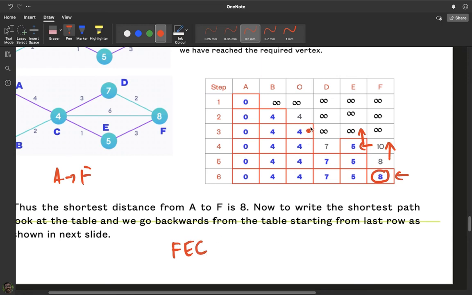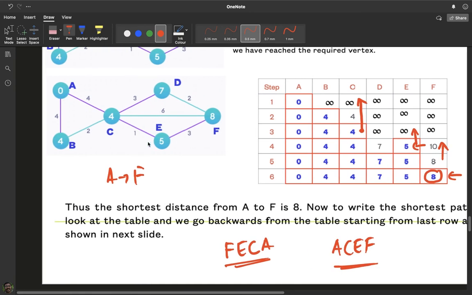Now look backwards for C. Look at the row in which this weight was changed. You can see that in the first row this weight was different, that is simply infinity. In the first row, look at which vertex had permanent weight. It was actually A. So this is the shortest path. If I write in reverse order, I will get the shortest path, that is A, C, E, F. Look at the graph: A, C, E, F. It is from A to C, C to E, E to F.